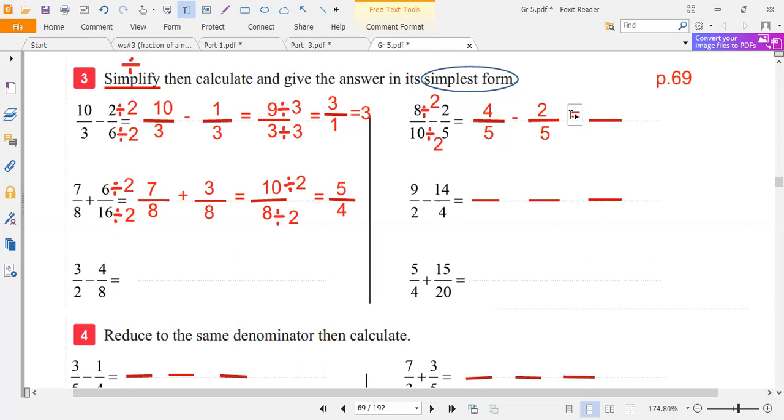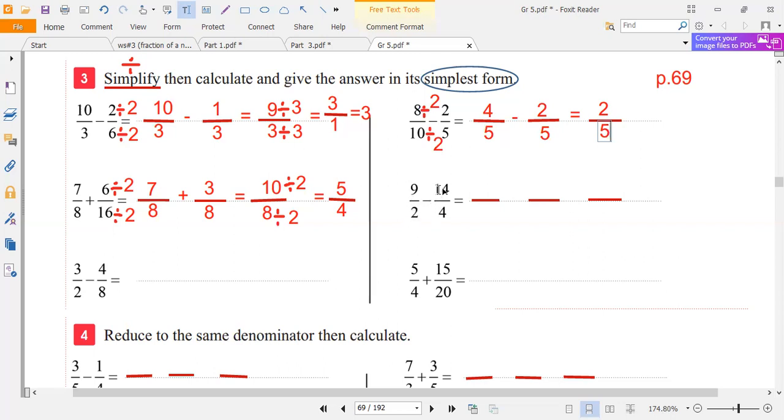Now they have the same denominator, so we subtract the numerators and we keep the denominator. And we get 2/5. Can we simplify the answer? Can we divide the answer? No.